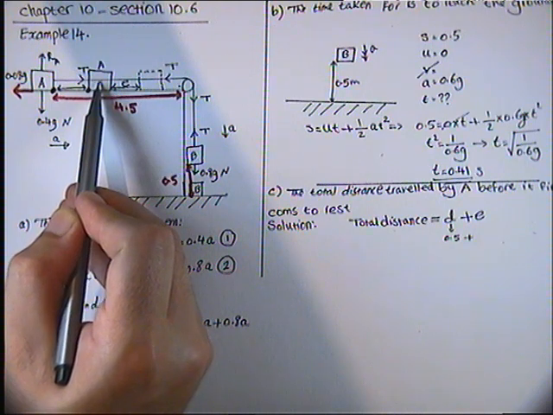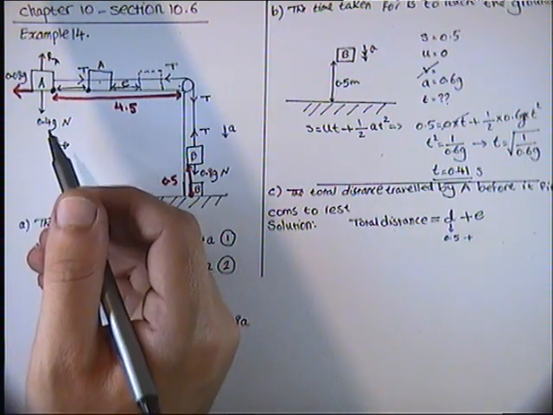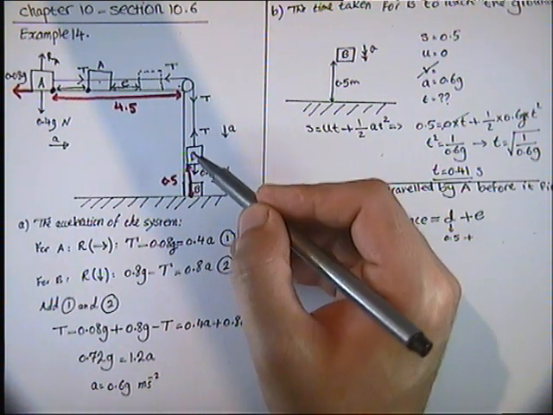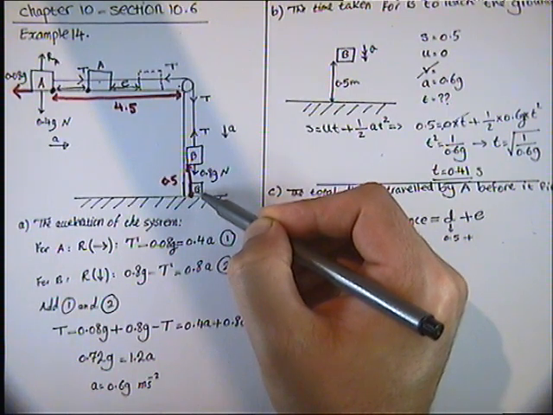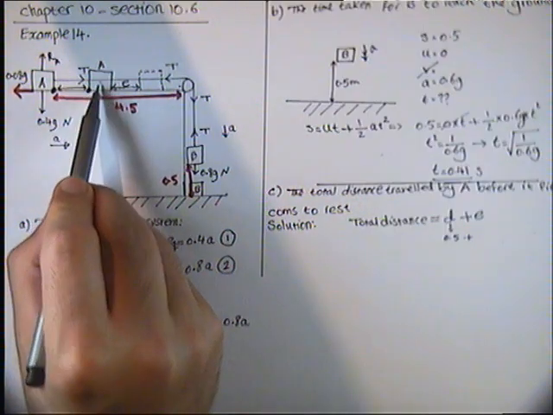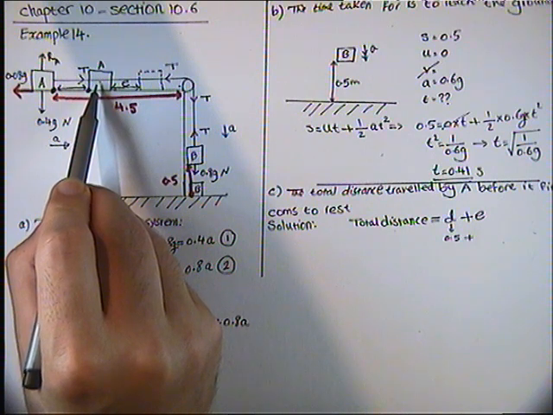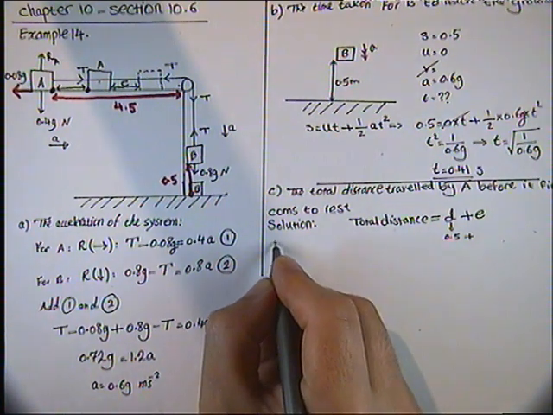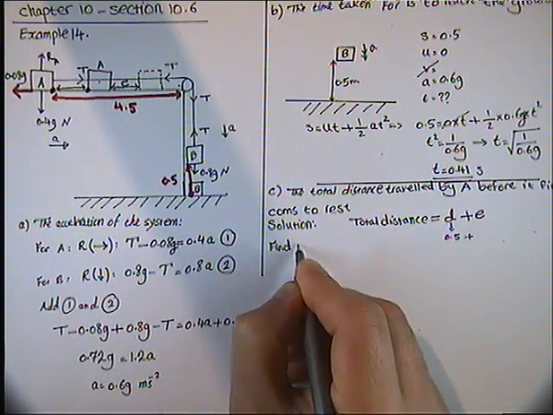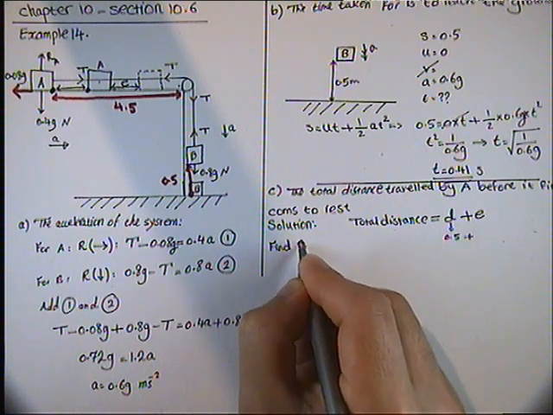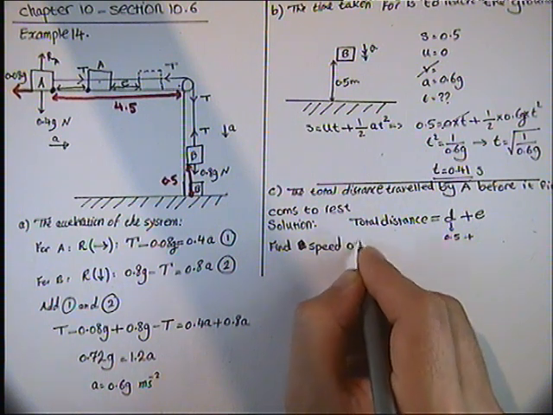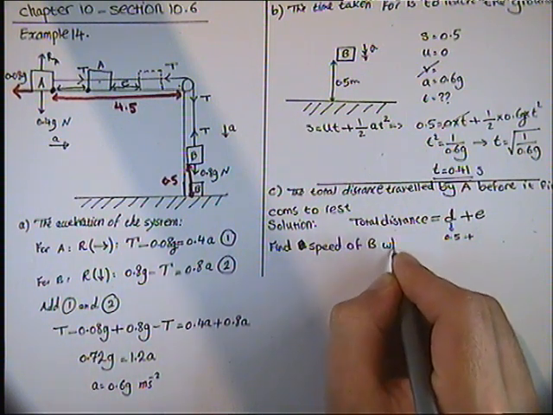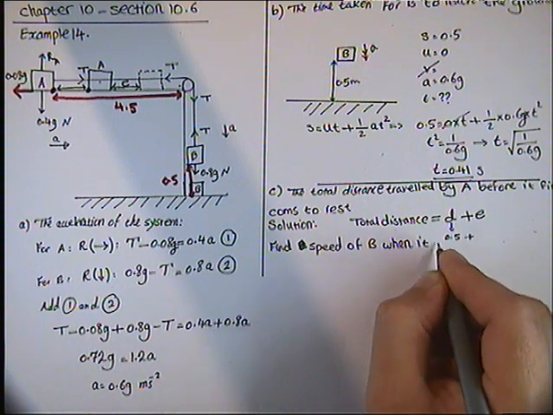So find the speed of B when it hits the ground. Why do we want to find that? Because when B hits the ground, it will have the same velocity as A at this point, because up to this point they are connected and the string has an impact. So find the speed or velocity of B when it hits the ground.